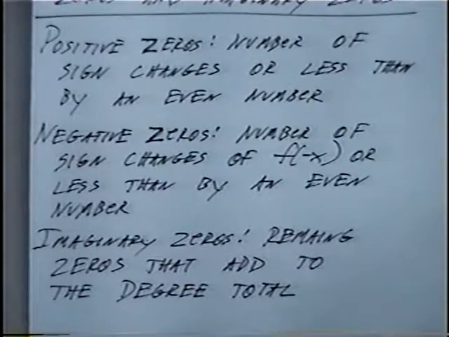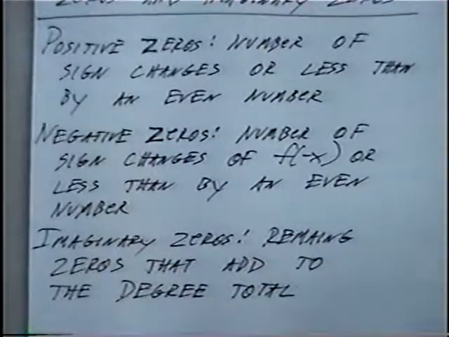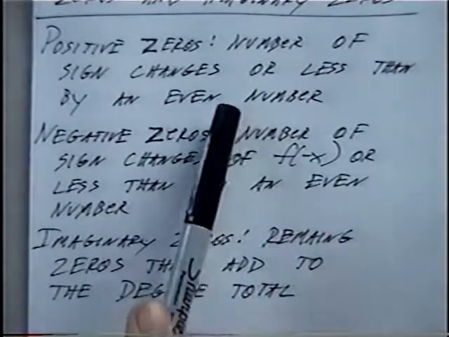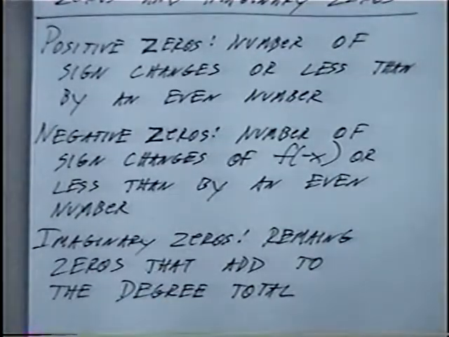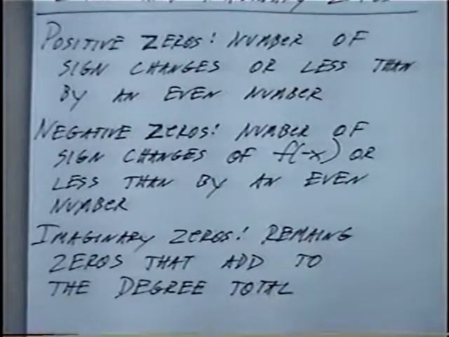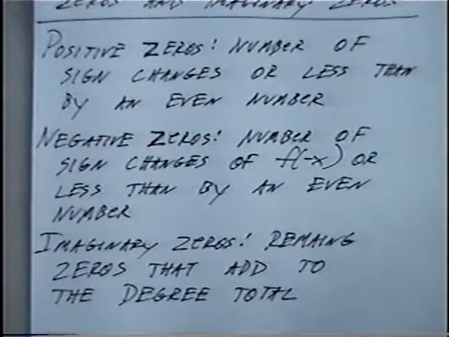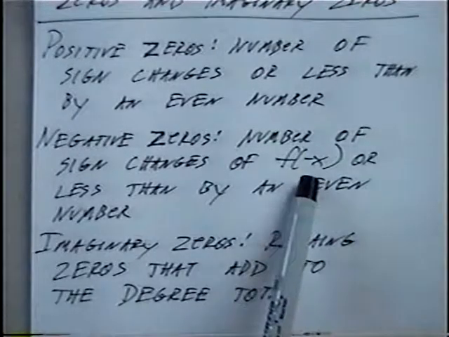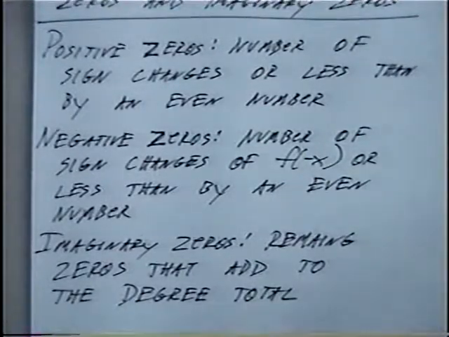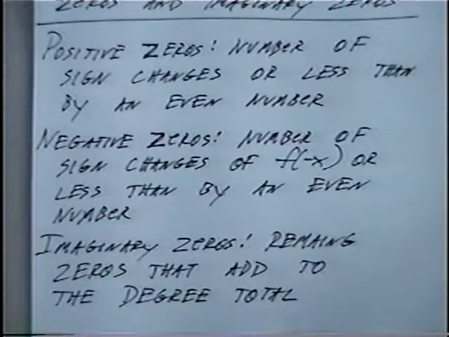The first definition for positive zeros is the number of sign changes or less than by an even number. The number of sign changes is how many times it goes from positive to negative or negative to positive. Less than by an even number, we're basically going to take away 2 from each answer as much as we can. Negative zeros are similar. Number of sign changes, how many times it goes from positive to negative or negative to positive, but of the opposite function, f of negative x. Or less than, again, by an even number, which will be taking away 2.